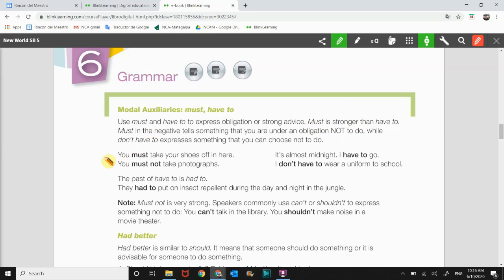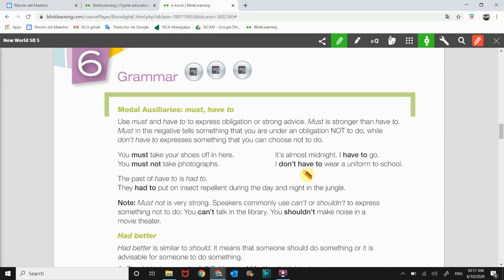You must take your shoes off in here. That means no matter what, you have to take your shoes off. It is not an option. You must not take photographs. That means you are not allowed to take photographs. It's almost midnight. I have to go. So I have to go means I should go, but I could stay a little bit longer. It's a choice. I don't have to wear a uniform to school. This means you don't have to, but you can.